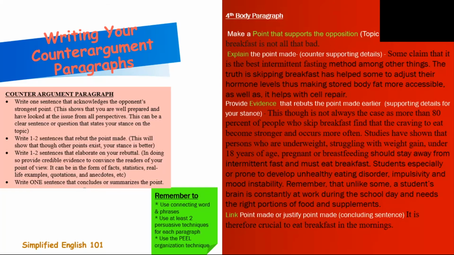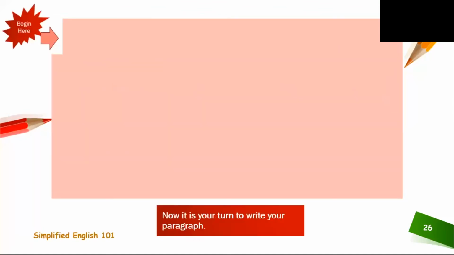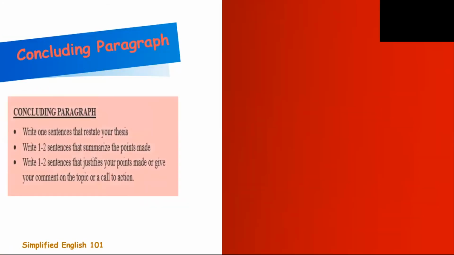Now, once we have our counter-argument paragraph, it is time for us to tie up our essay and jump to our concluding paragraph. This is what our counter-argument should look like, and it is now your time to write. Our concluding paragraph is the shortest paragraph, just like our introductory paragraph, in the sense that all you are going to be doing, as it says, is to conclude.